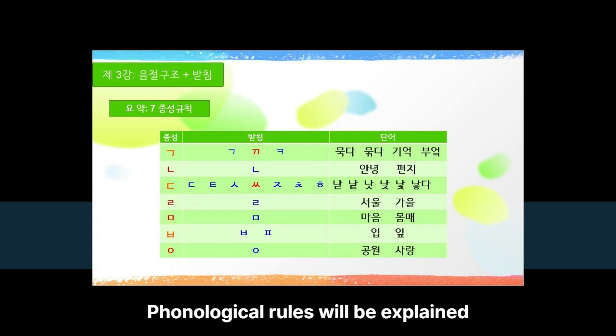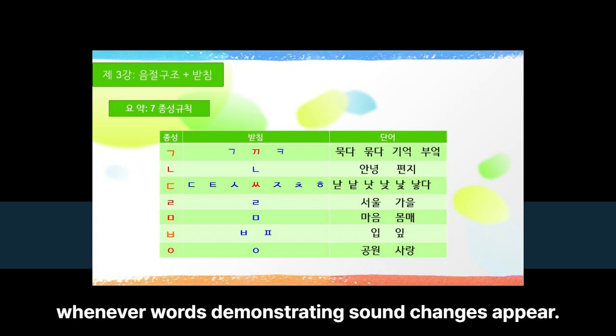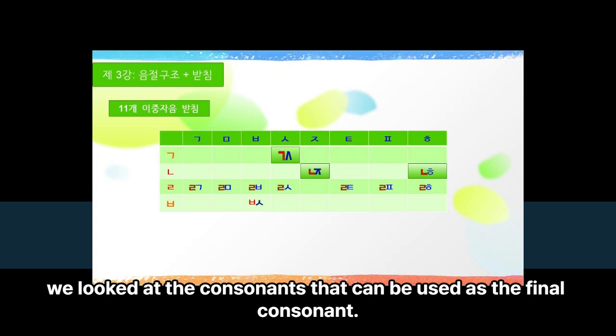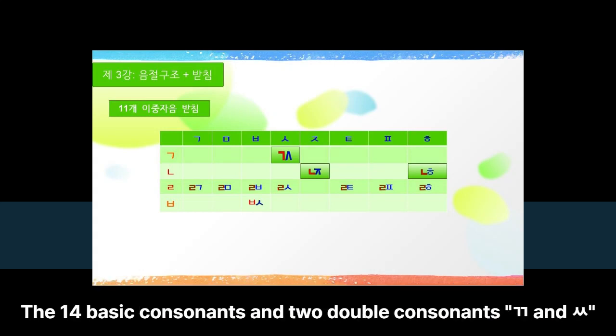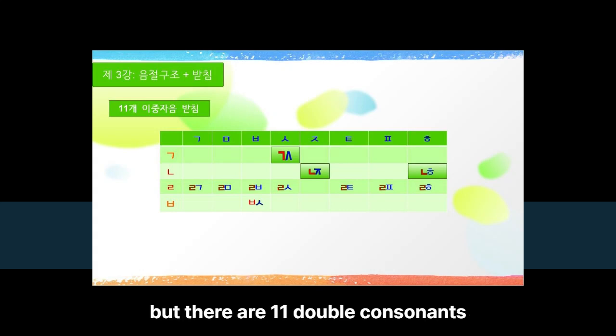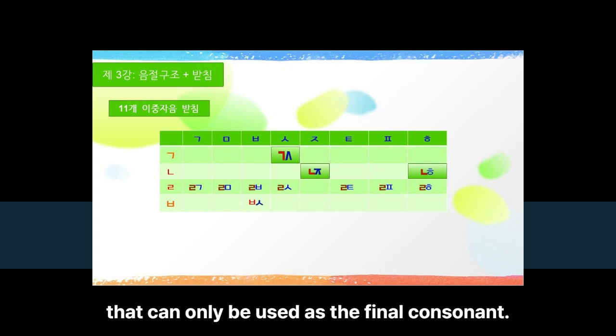Phonological rules will be explained whenever words demonstrating sound changes appear. Meanwhile, while explaining the second method of syllable composition, we looked at the consonants that can be used as the final consonant. The 14 basic consonants and 2 double consonants, songgiok and songshiut, can be used as both the initial and final consonant, but there are 11 double consonants that can only be used as the final consonant.